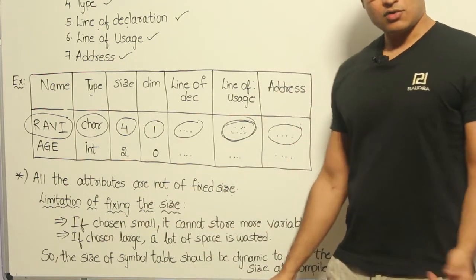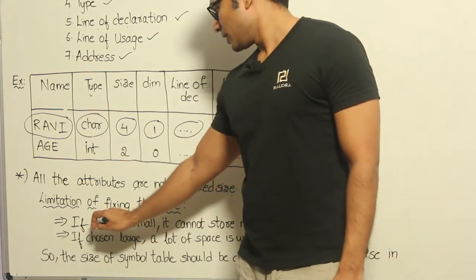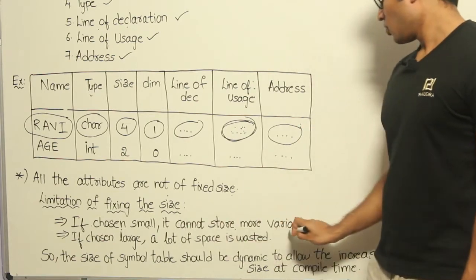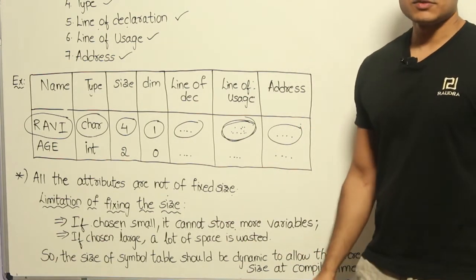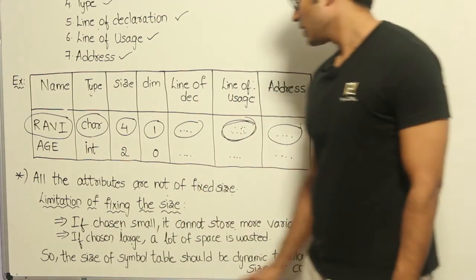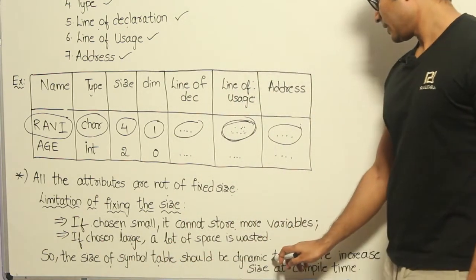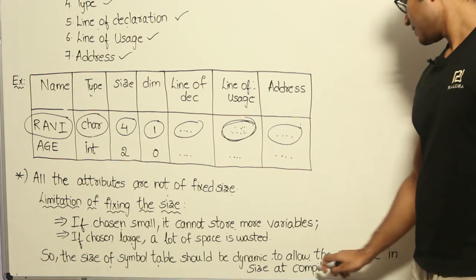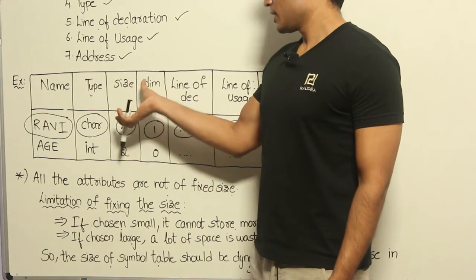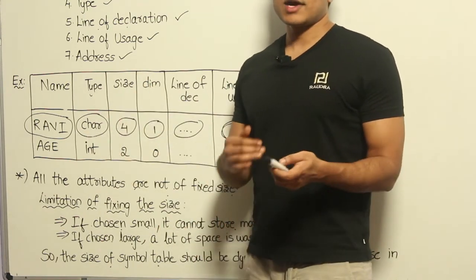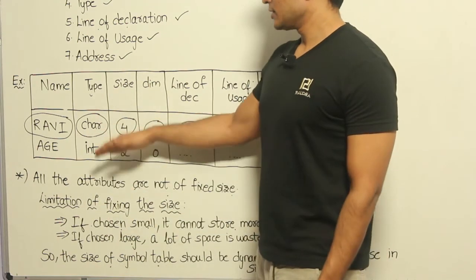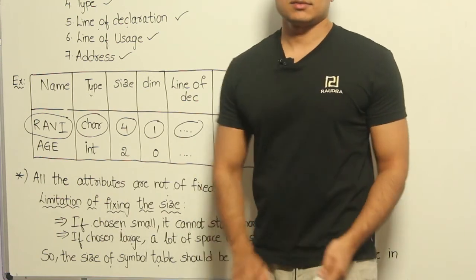See the limitations of fixing the size. Once you fix the size, there are two problems you might come across. One is, if the chosen size is small, then it cannot store all the variables which are present in the program. If it is chosen large, a lot of space is wasted. Therefore, the size of the symbol table should be dynamic to allow an increase in size at compile time. So you should try to allocate this space dynamically. Whenever you need to add more variables, you should keep increasing the size of the symbol table. Instead of using static sizes, you better use dynamic sizes. Okay, fine.